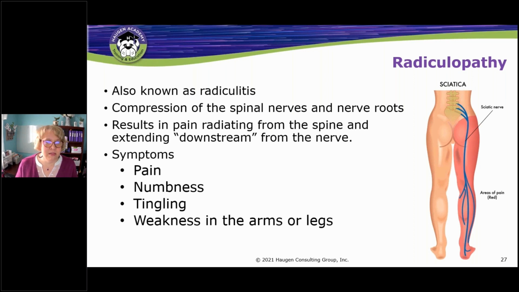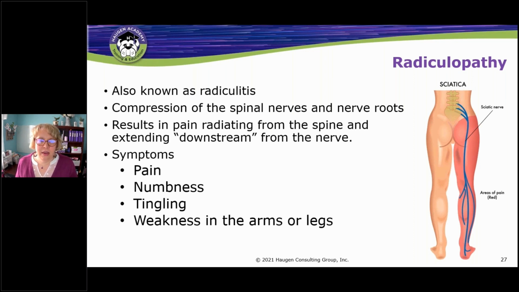The symptoms of this would be pain, numbness, tingling, and weakness in the arms or legs. If it's up in the cervical spine, it's going to affect your arms. If it's down in the lumbar spine, it's going to impact your legs.